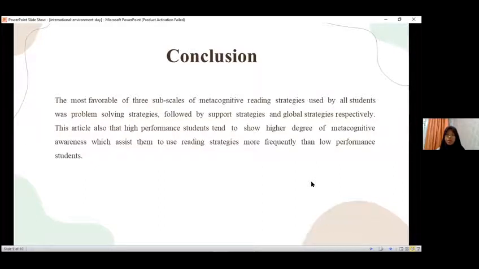The most favorable of the three subscales of metacognitive reading strategies used by all students was problem-solving strategies, followed by support strategies and global strategies respectively. This article also shows that high-performance students tend to show a higher degree of metacognitive awareness, which assists them to use reading strategies more frequently than low-performance students. In addition, high-performance learners prefer to use problem-solving strategies followed by support strategies and global strategies respectively, even though they showed significantly different results in the frequency of using those strategies.